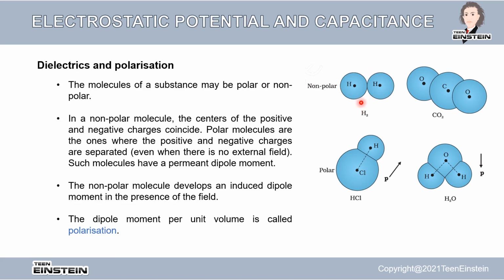So these are non-polar molecules. When we say non-polar, see both are positive and they are located at the same position, both H atoms. And in this case, O is negative, C is positive. They are located at distances, but it is symmetric. So there is no permanent dipole moment in this case. When we say permanent dipole moment, we need to have a positive charge and a negative charge separated at a distance. Then it creates a dipole moment. But in the case of non-polar molecules, there is no dipole moment present.